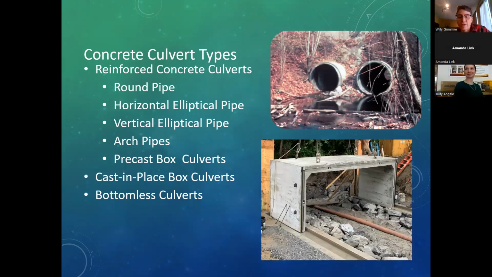And here are some examples and photos of concrete pipe. There are a pair of round pipes up above. As I said, horizontal elliptical. You can also get vertical elliptical. Concrete does come in arch pipes, and the lower photo is a precast concrete three-sided box or bottomless box. You can see it's going to have a natural stream bottom. And you can also get precast and cast-in-place box culverts in concrete.